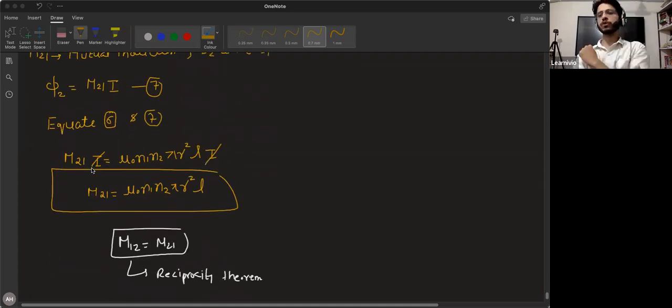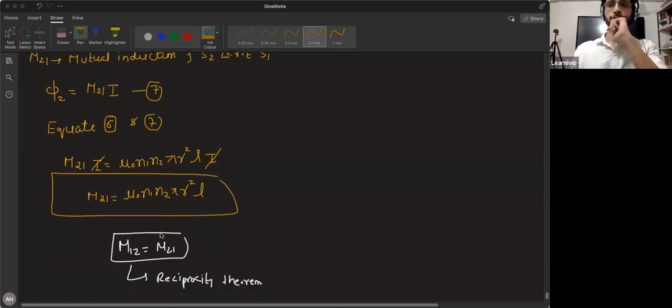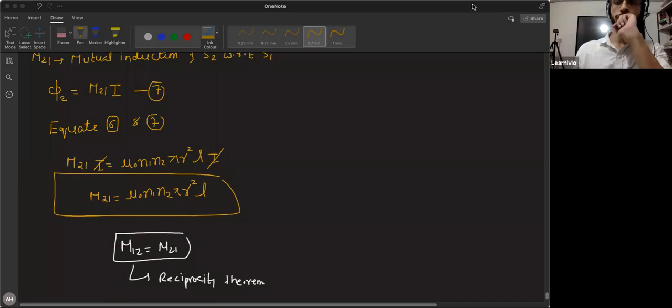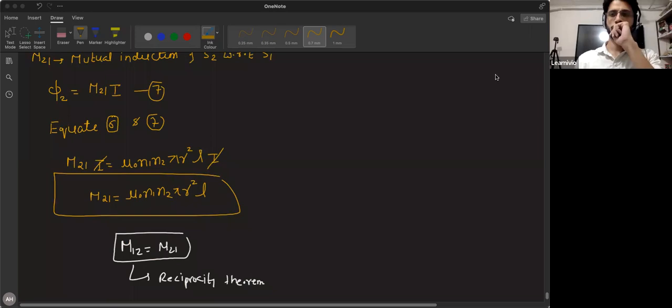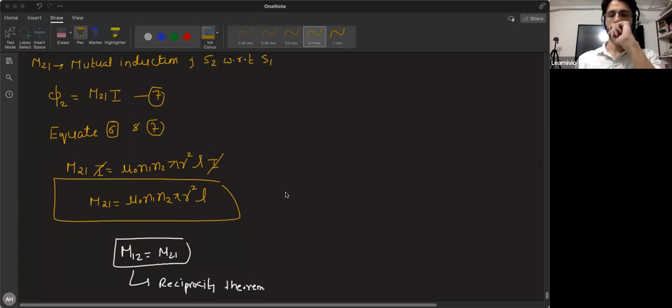By the reciprocity theorem, you can say that M12 will be exactly equal to M21. Both are equal. Okay, written. So that was about mutual induction.